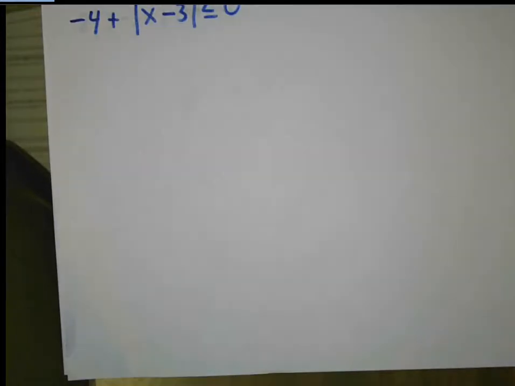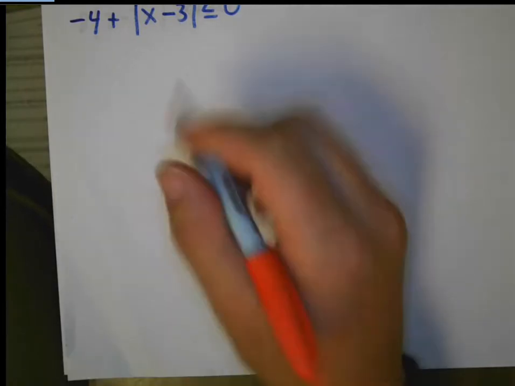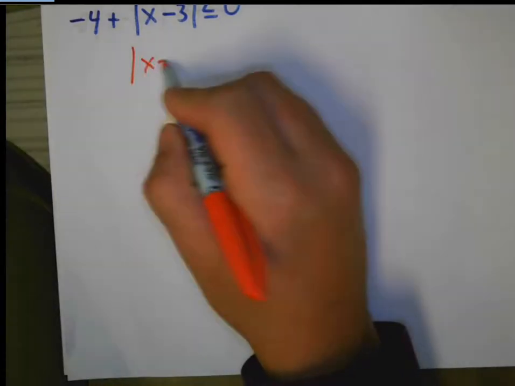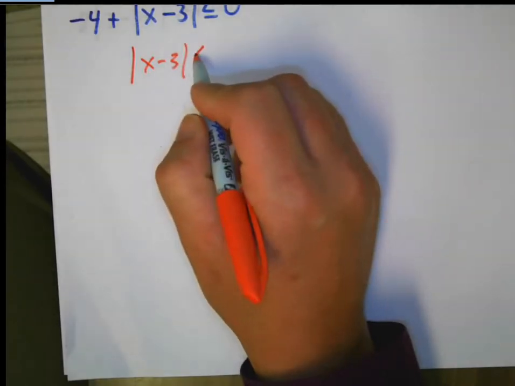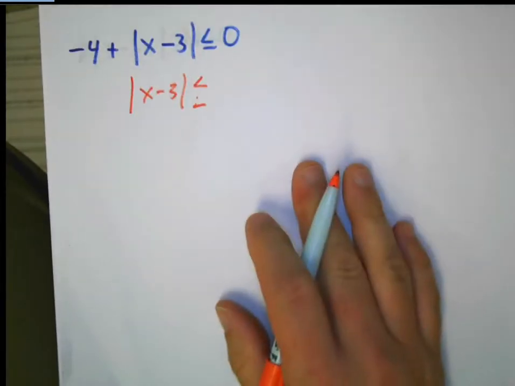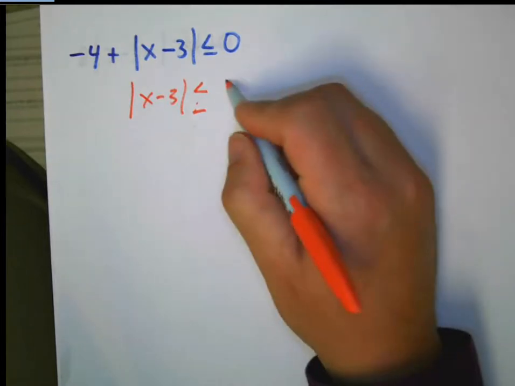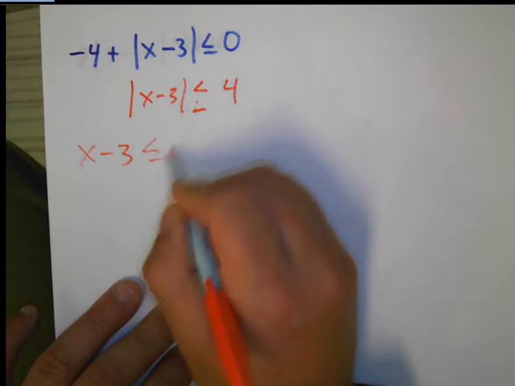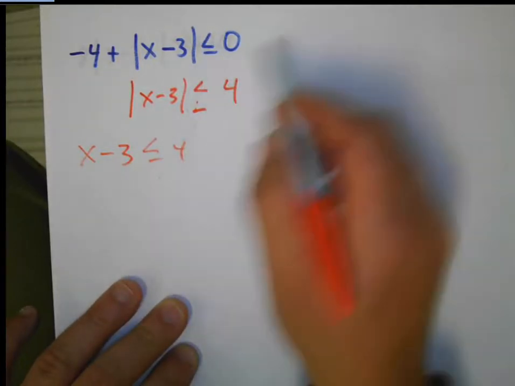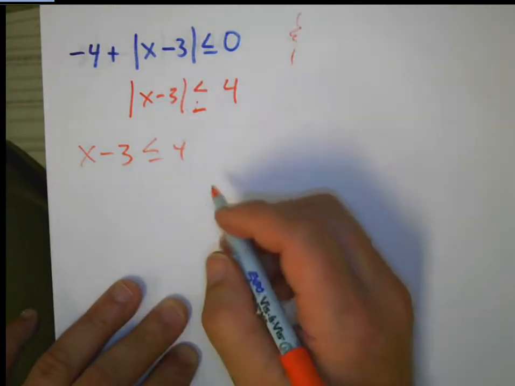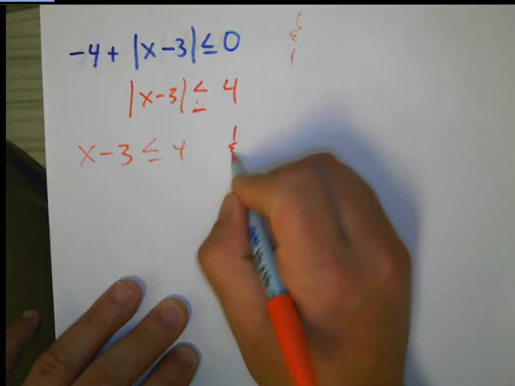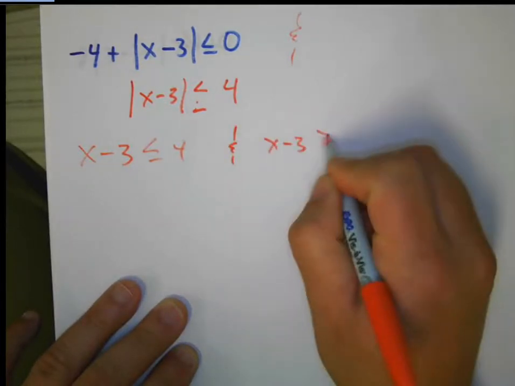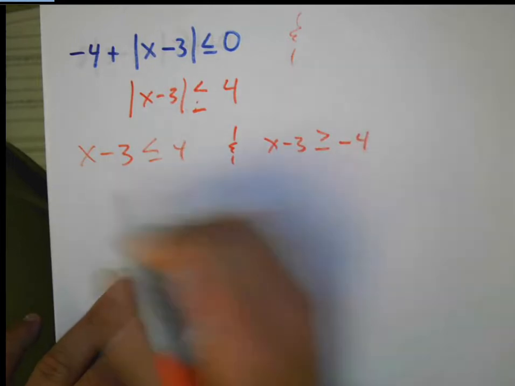So here's this one. So the first step you do on this one is you're going to isolate the variable. So we're going to add 4 to both sides. So now you got the absolute value is less than or equal to 4. And then now you set up the two cases. X minus 3 is less than or equal to 4. And since this guy goes here, it's an and, right? So, and x minus 3 is greater than or equal to negative 4. And then you just solve it.